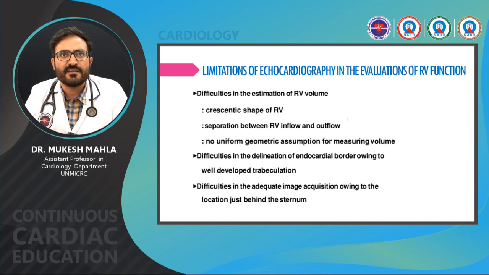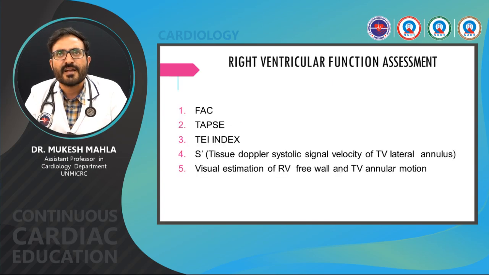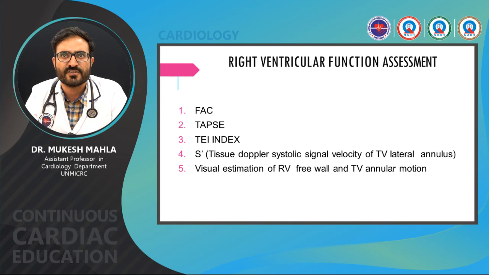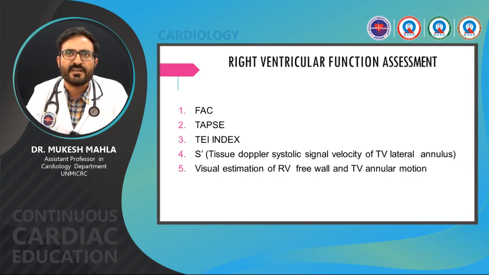And separation between the RV inflow and outflow is not taken into a single frame, and there are difficulties in image acquisition because it is behind the sternum. Right ventricle function is assessed in 5 categories: fractional area change, TAPSE, Tei index, S-dash (tissue Doppler systolic signal velocity), and visual estimation of RV free wall and tricuspid annular motion.